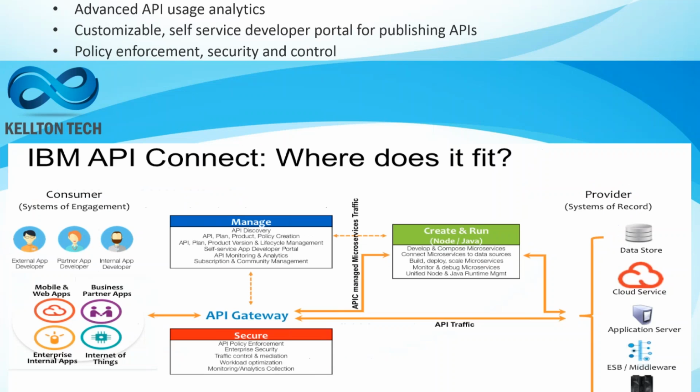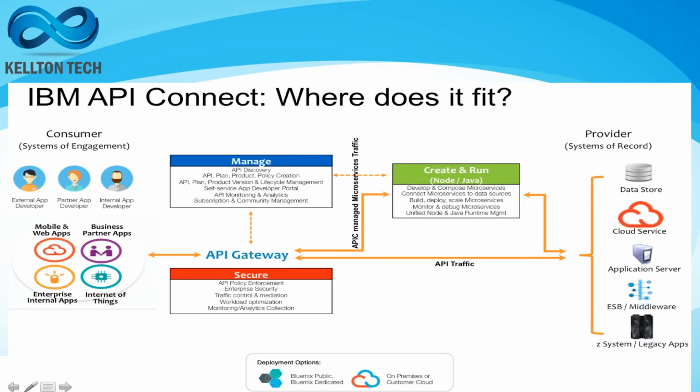API Connect, where does it fit? As you see here, API Connect facilitates exposing your organization's systems of record, which are the backend systems of the organization, towards your systems of engagement apps through APIs, with full lifecycle management. All four stages of API lifecycle management, create, run, secure, and manage, are facilitated through IBM API Connect.